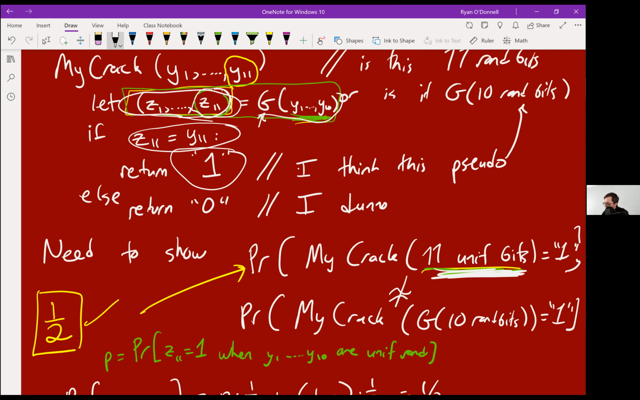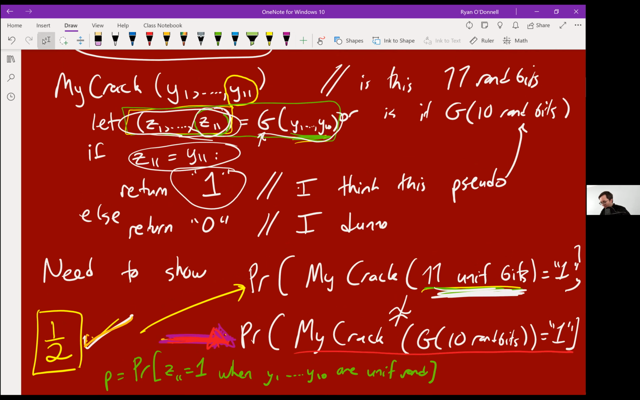So okay, good. We believe that this quantity is a half. Now we have to hope that this purple quantity is not around a half, or at least is non-negligibly different from a half. So what is the probability of this? What is this quantity? Let's see.